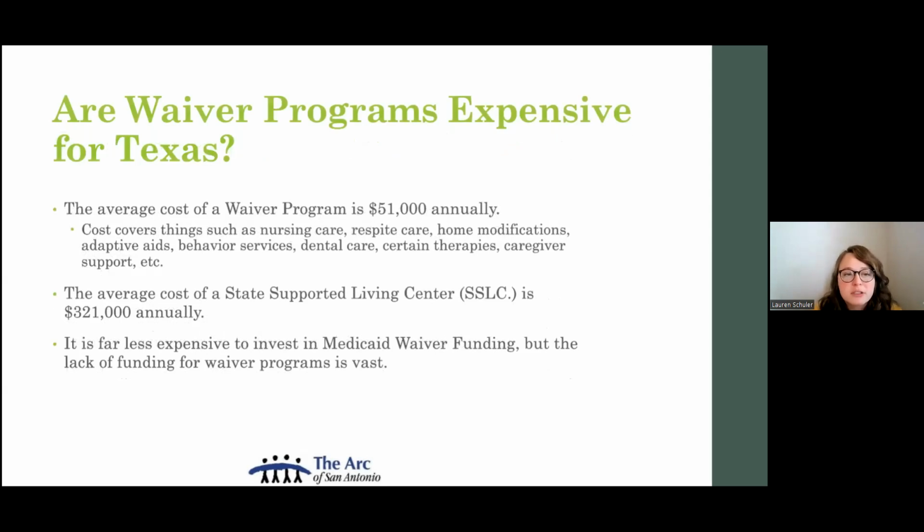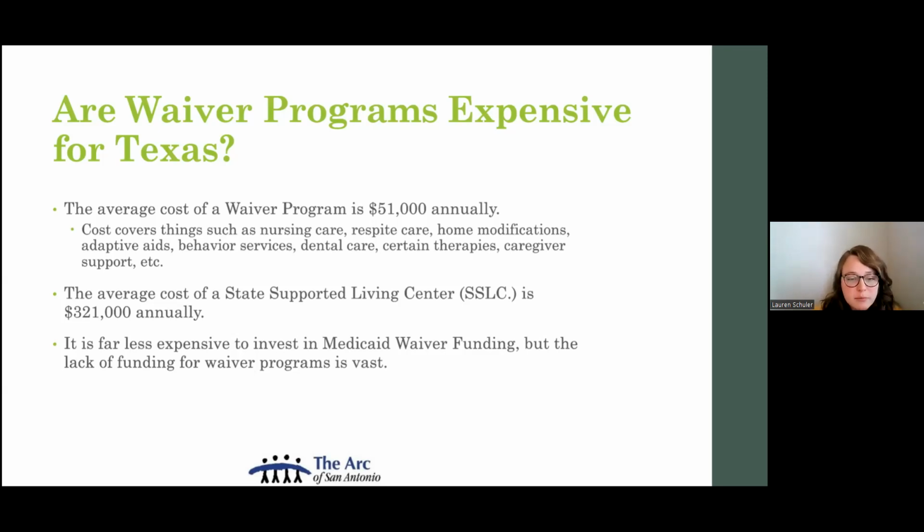So are waiver programs expensive for the state? You might think yes, but the average cost of a waiver program is actually only $51,000 annually. Covers things such as nursing care, respite, home modifications, dental care, therapies, caregiver support, also like employment services sometimes, rehabilitation, a lot of different services that they cover. But the average cost of an SSLC is $321,000 annually. And that's a big discrepancy.